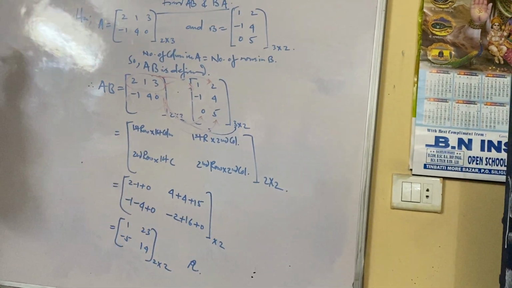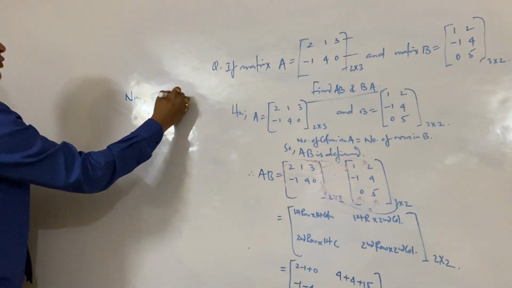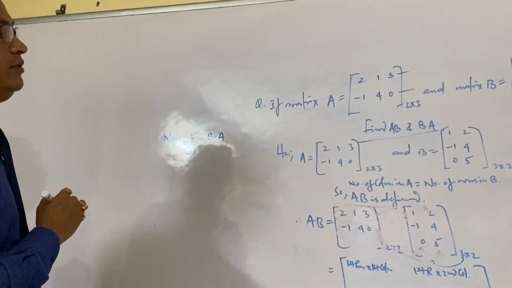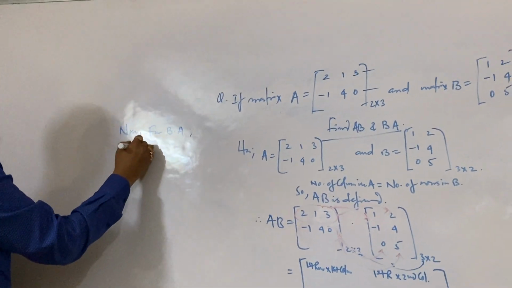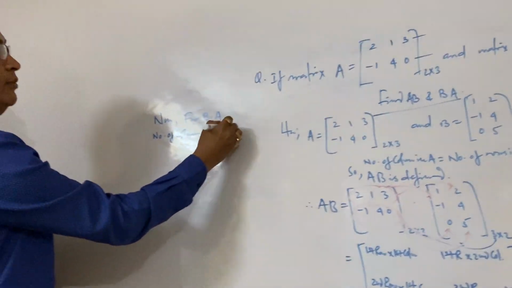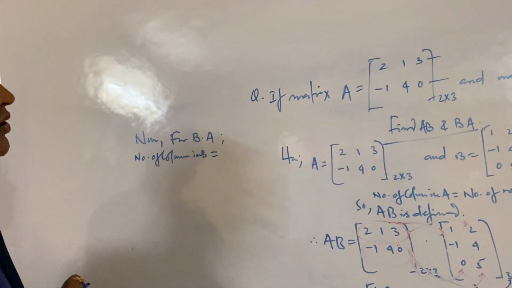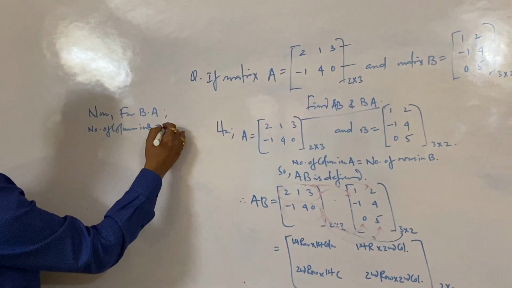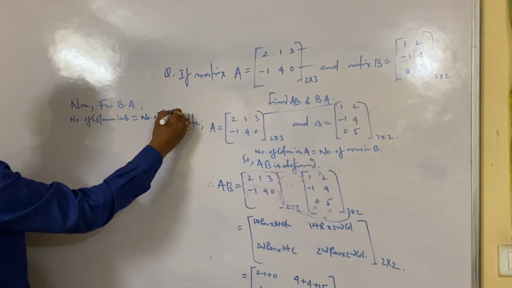Now if you find B into A, we have to check the number of columns in B. How many columns in B? 2. And how many rows in A? 2. So the number of columns in B is equal to the number of rows in A.